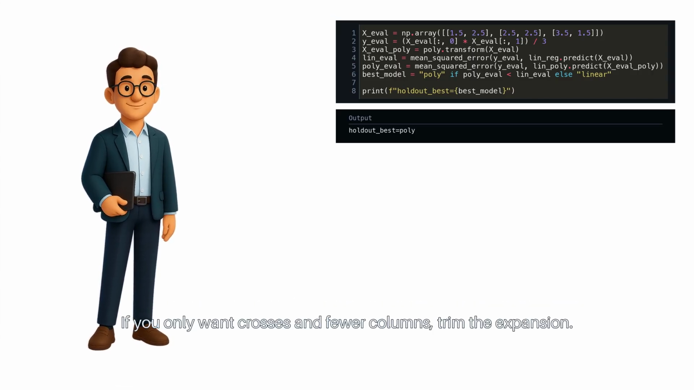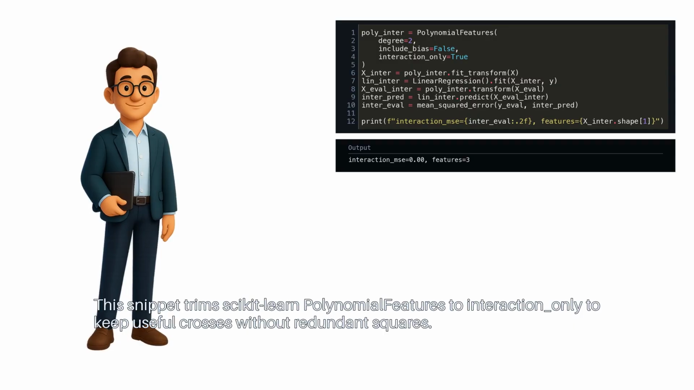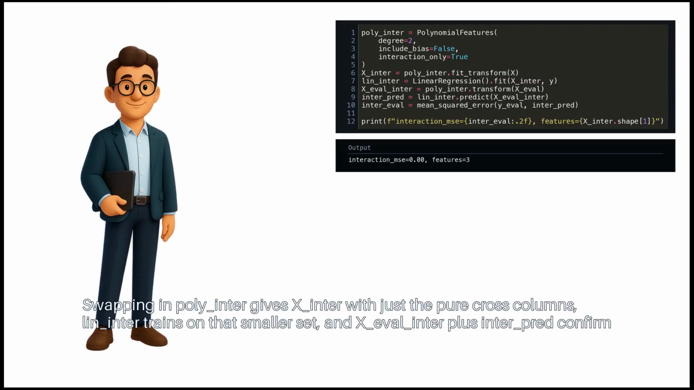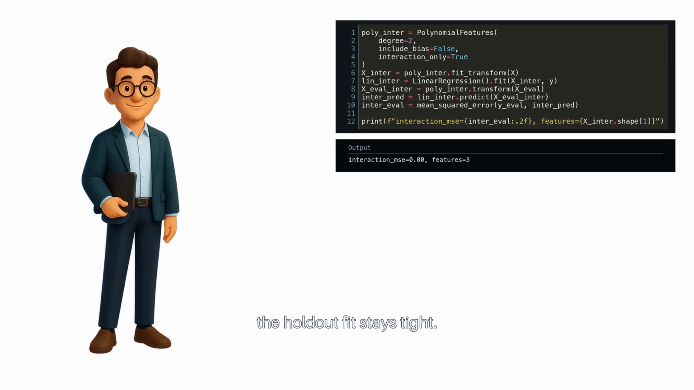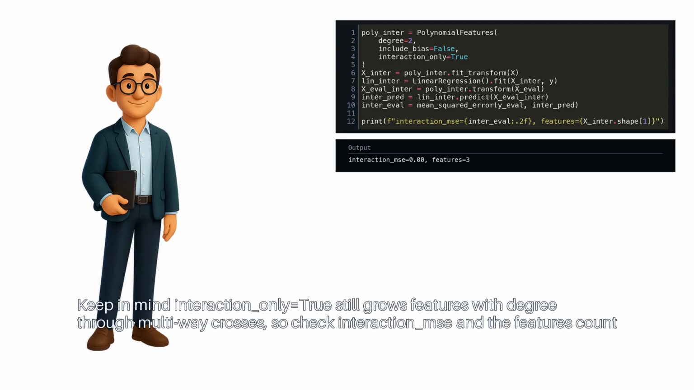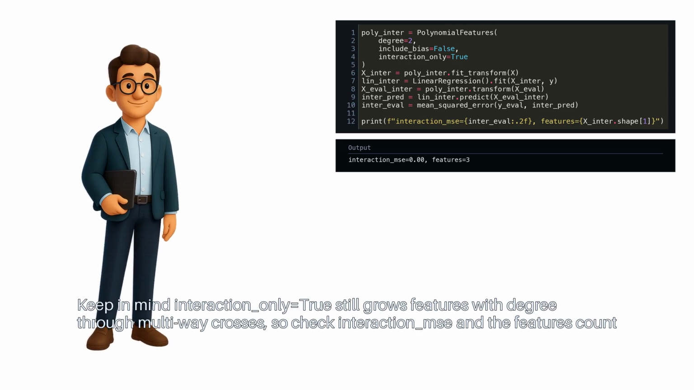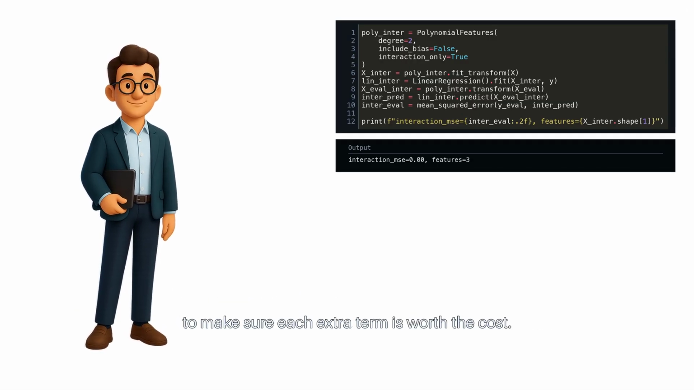If you only want crosses and fewer columns, trim the expansion. This snippet trims scikit-learn polynomial features to interaction only to keep useful crosses without redundant squares. Swapping in polyinter gives xinter with just the pure cross columns. Lininter trains on that smaller set, and xevalinter plus interpred confirm the holdout fit stays tight. Keep in mind, interaction only, true, still grows features with degree through multi-way crosses, so check interaction MSE and the features count to make sure each extra term is worth the cost.